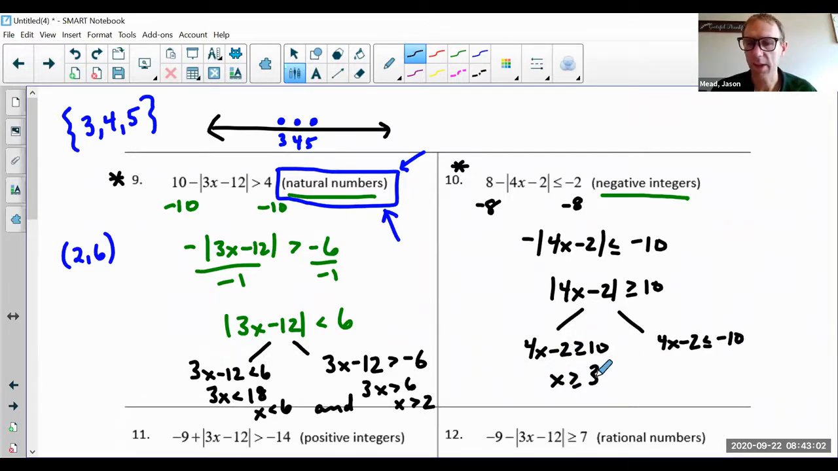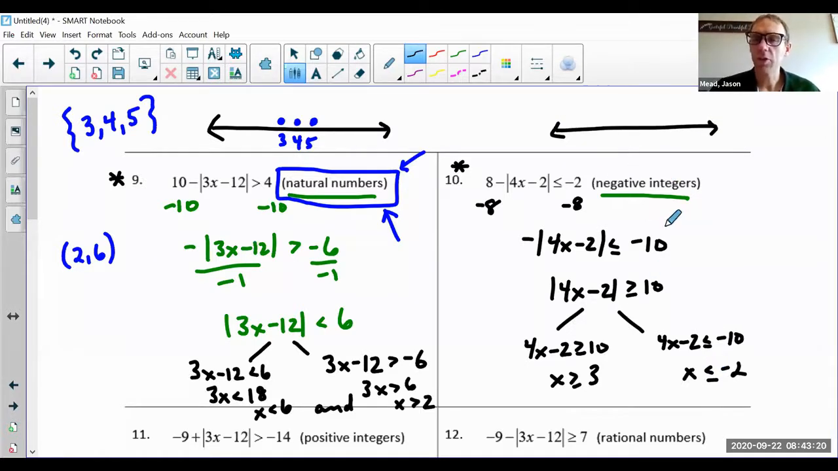If I solve these, I get x is greater than or equal to 3, or x is less than or equal to negative 2, because that becomes negative 8, and then divide by 4 gives me negative 2.